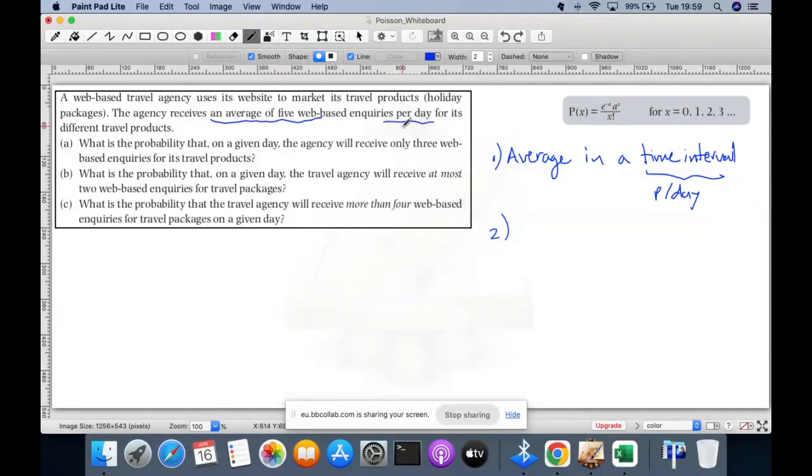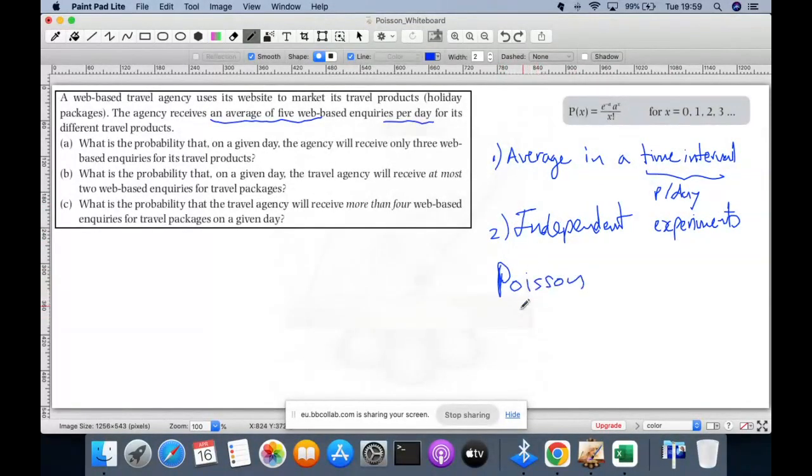And then 2, these inquiries are independent. Think about it: I could make an inquiry, and then one of you can make an inquiry as well with this company. We don't affect each other. We don't know that one of us is doing it, and it doesn't influence the other person. They're not telling us that there is any sort of correlation or relationship, so it's safe to assume that each experiment is independent. So I'm going to write there independent trials or experiments. And if these two conditions are met, immediately you know that you're using a Poisson distribution.